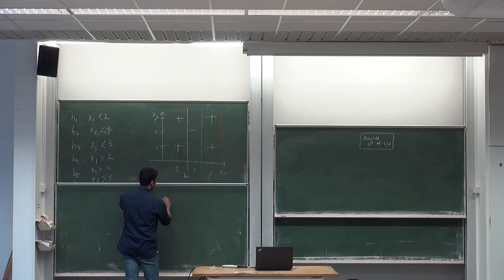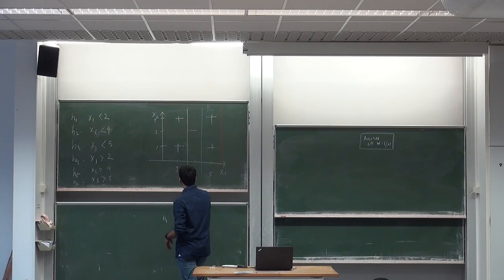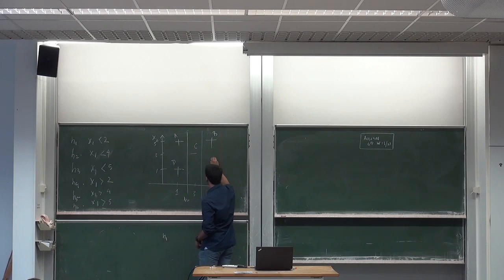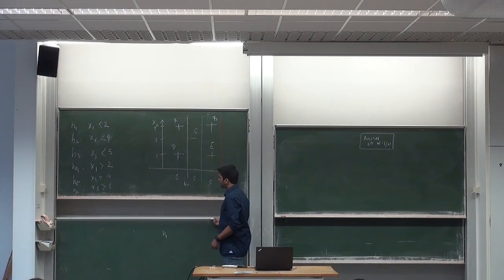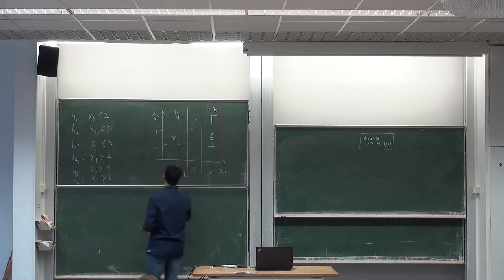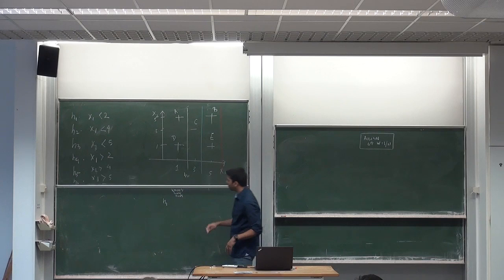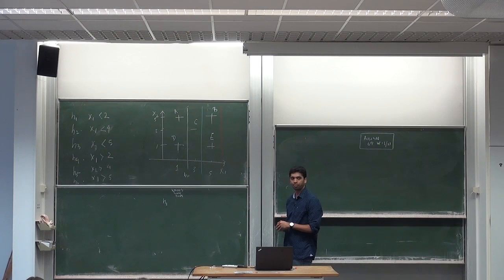You need to help me out here. What are the errors that H1 makes? Maybe it's easier if I give names to these samples. Let's call them A, B, C, D, and E. What are the errors that the classifier H1 makes? I can call these the wrongly classified points. So what are the wrongly classified points that H1 makes? B and E, that is true.